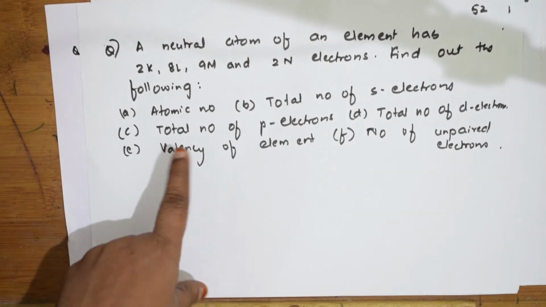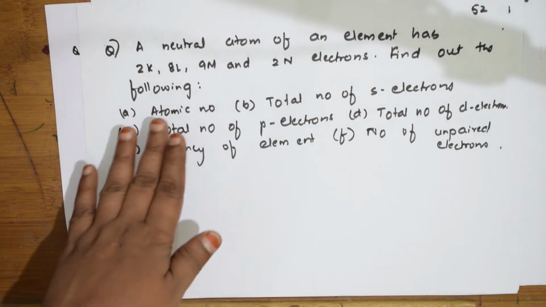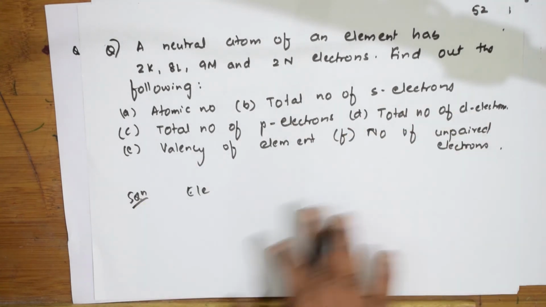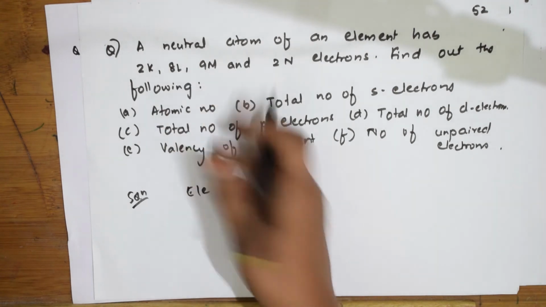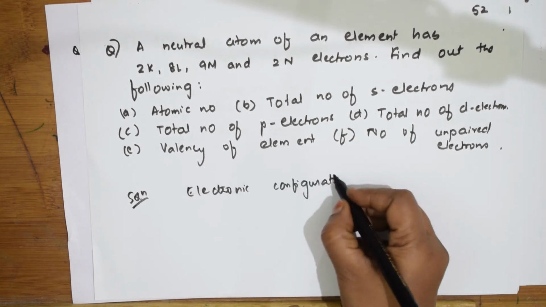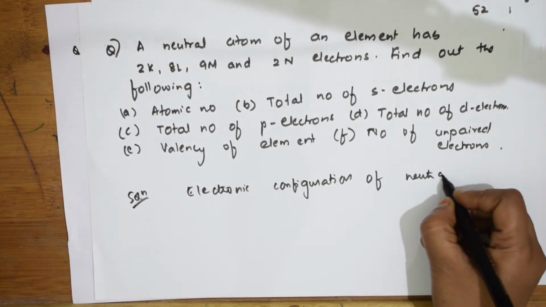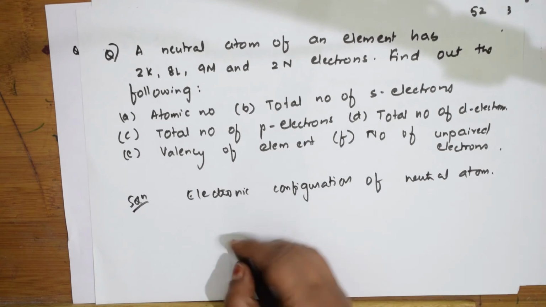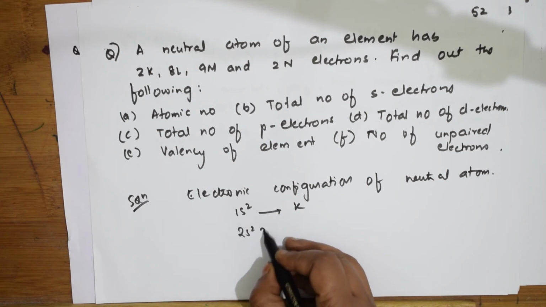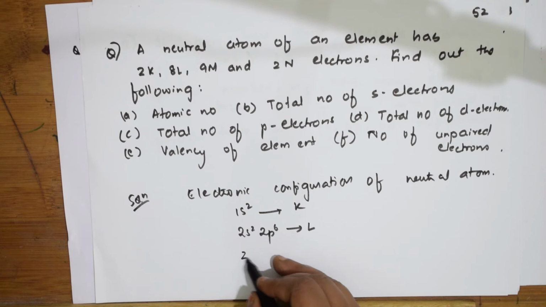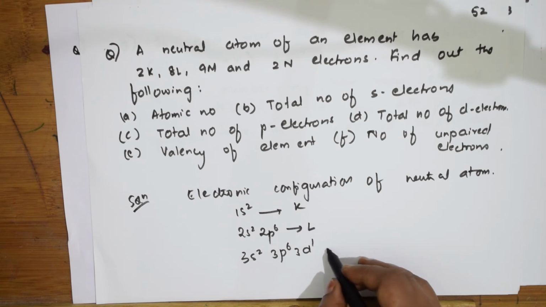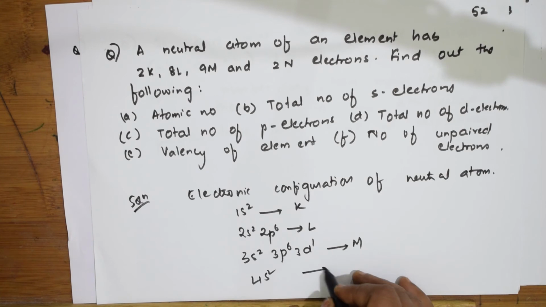So let us write the electronic configuration of the neutral atom. They have not given any element name, so they've given a neutral atom. Basically, 1s2 comes under the K shell. 2s2, 2p6 comes under the L shell. 3s2, 3p6, 3d1 comes under the M shell. Then 4s2 comes under the N shell, isn't it?